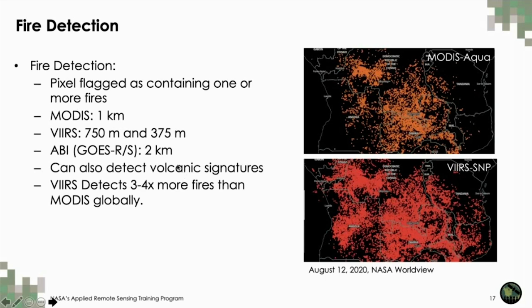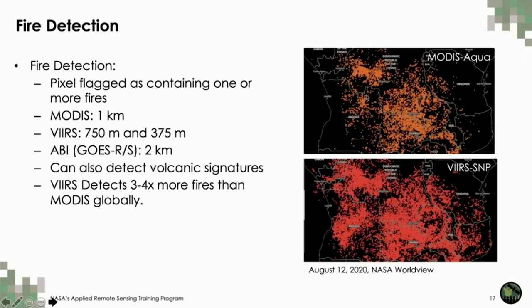Now, as you can see here, the MODIS resolution is coarser, or lower, compared to VIIRS. Because of this higher spatial resolution, VIIRS often detects 3 to 4 times more fire than MODIS globally. You can see an example here on the right side. This is again from Zambia and central southern Africa, on August 12, 2020. The MODIS Aqua image makes measurements around 1:30 in the afternoon, and within 15 minutes of MODIS Aqua, VIIRS on the Suomi NPP satellite visits the same place and detects the fire.